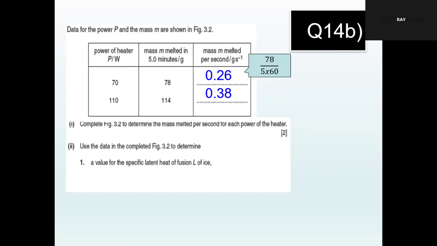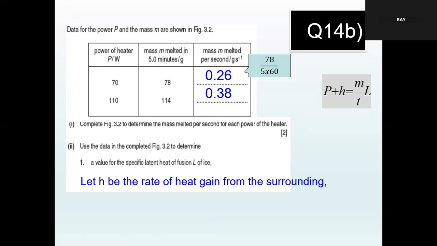Use the data in the completed table 3.2 to determine the value of the specific latent heat of fusion of ice. How do I go about it? Any idea? What formula to use? Let H be the rate of heat gain from the surrounding. You're melting ice, so you are going to get heat gain from the surrounding. So that's the formula that we are using. The heat supply plus heat gain from the surrounding equals M over T times L, that's M divided by T.